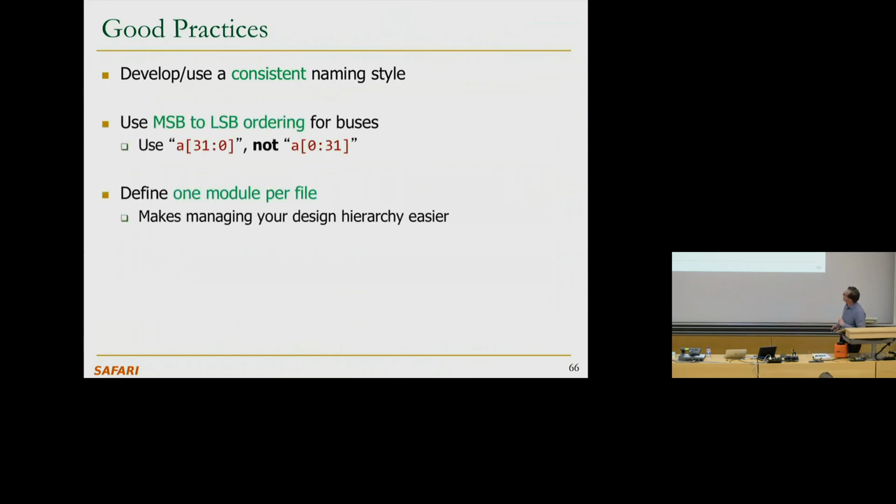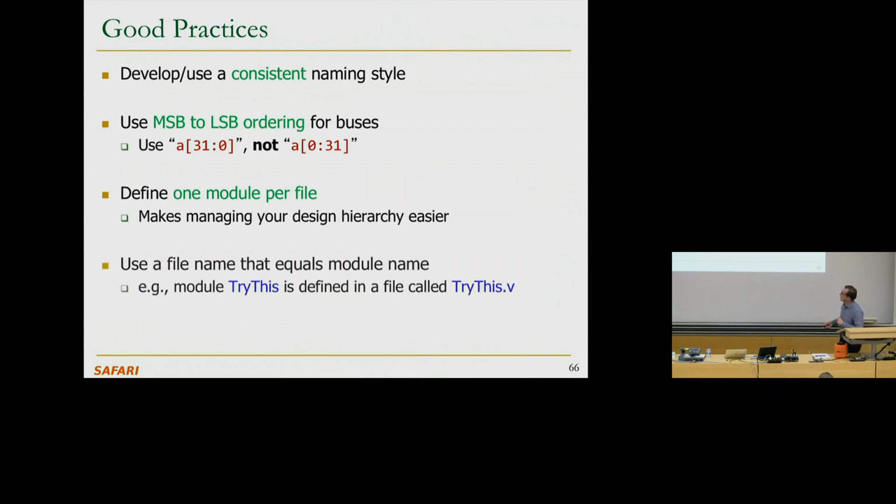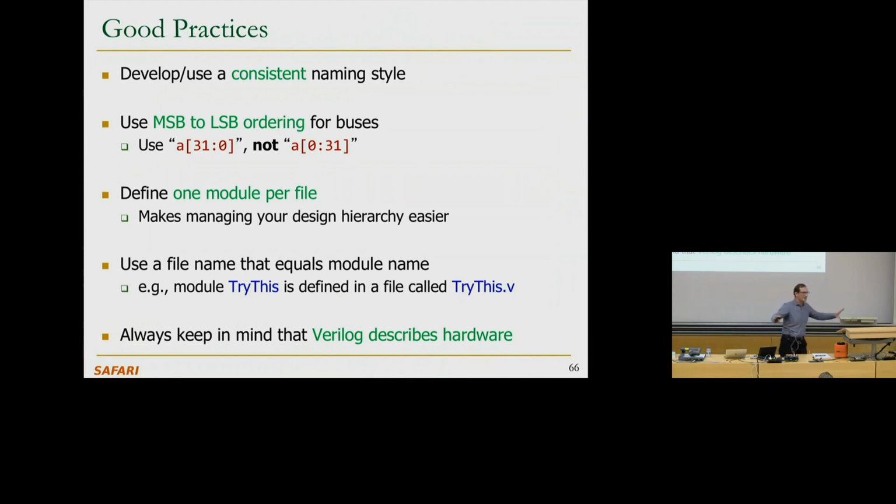Okay, good practices, consistency is important. I think I said a lot of these, but I didn't say this. Define one module per file, that's good, because your hierarchy management becomes easier. Use a file name that equals the module name, that's also good, assuming your module names are nice. And Verilog describes hardware, always keep that in mind. The difference from other programming languages is that Verilog is very concurrent. So if you master hardware, you're very good at concurrent programming and parallel programming. You will understand that because a lot of things happen at the same time, and we will see that.